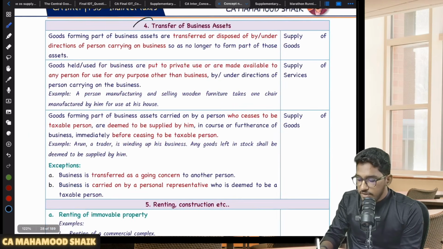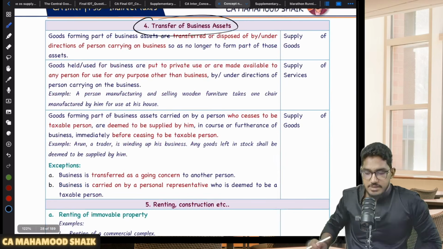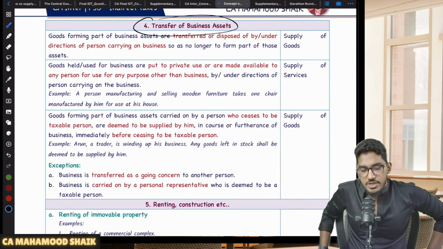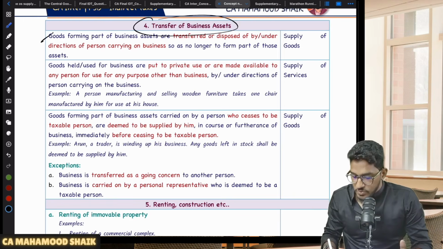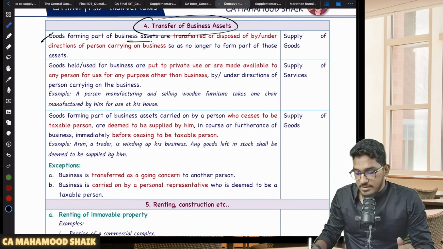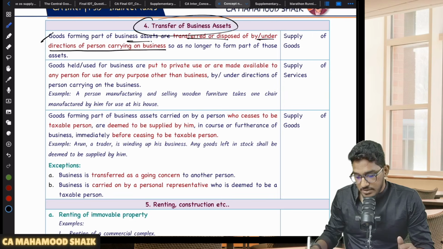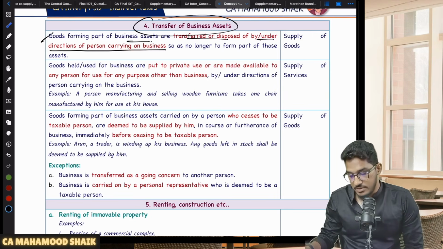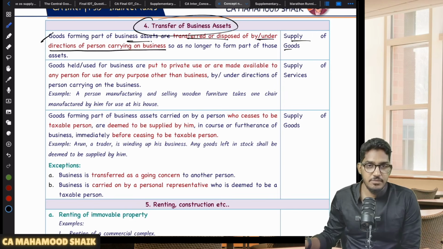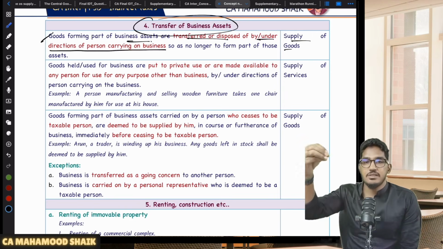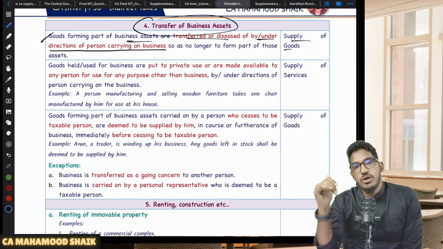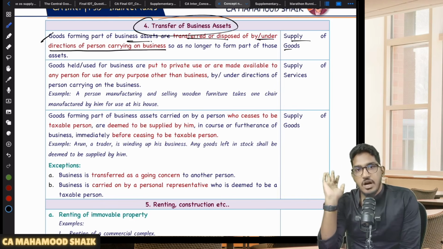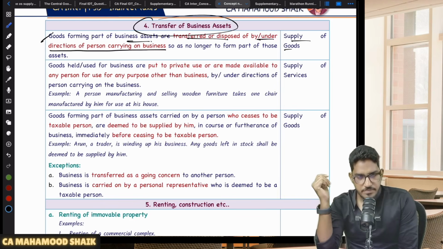Next, transfer of business assets. Sir, what is this transfer of business asset? This has linkages with registration, cancellation of registration and all, so here I will tell you only what is necessary. Goods forming part of business assets that are transferred or disposed of by or under the directions of a person carrying on the business, so as to no longer form part of those assets, will be treated as supply of goods. Nothing but I have a business asset and I am selling it, I am disposing of it so that it will no longer form part of my business. How will it be treated? As supply of goods.